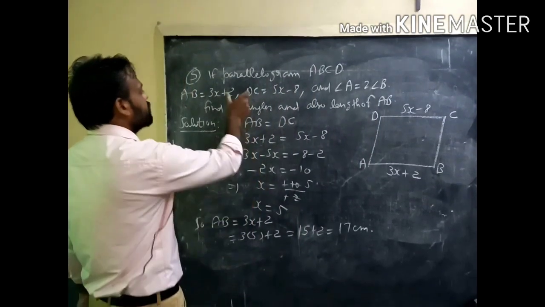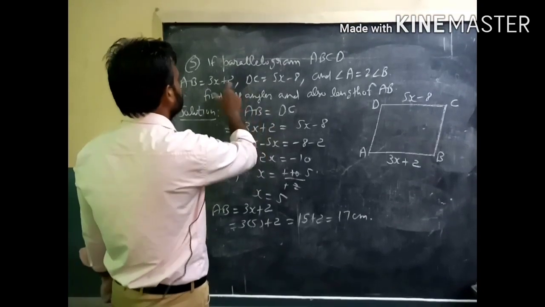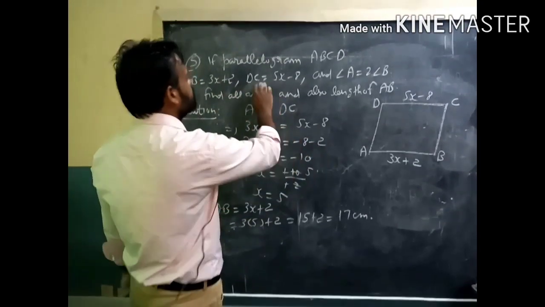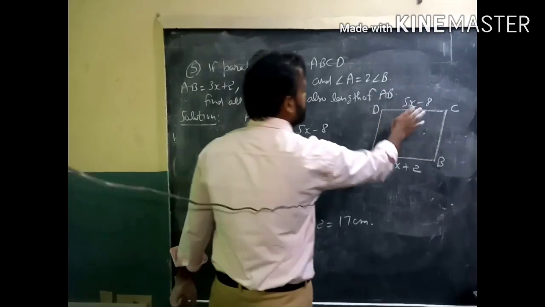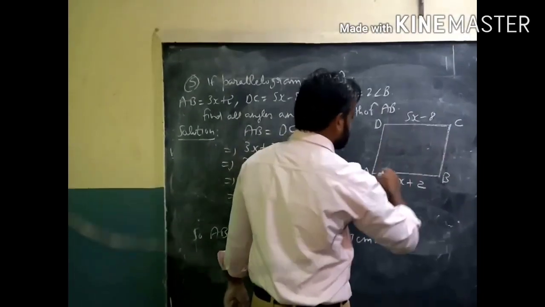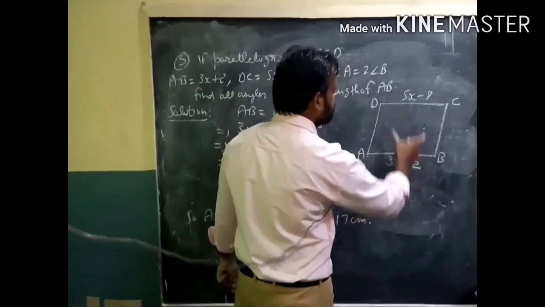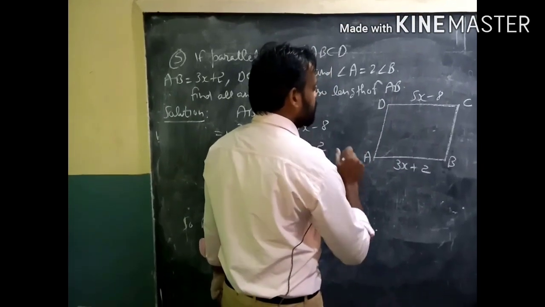So you can see first of all this AB side is given, this is 3x plus 2, and this DC side is given, that is 5x minus 8. You can also draw a rough sketch. AB is 3x plus 2 and DC is 5x minus 8.